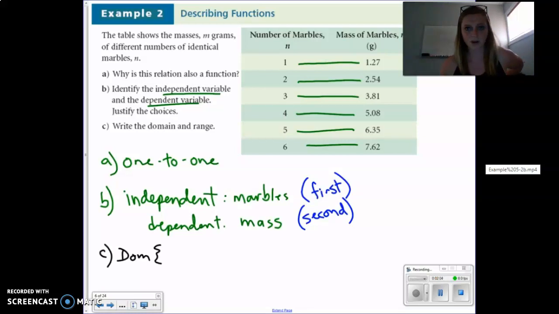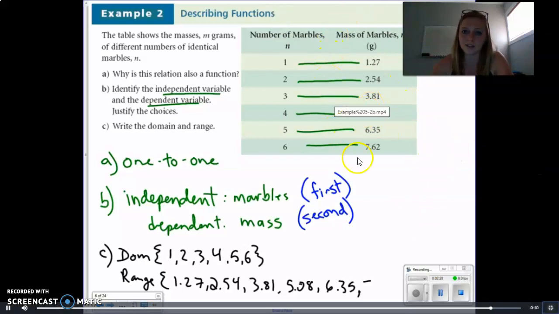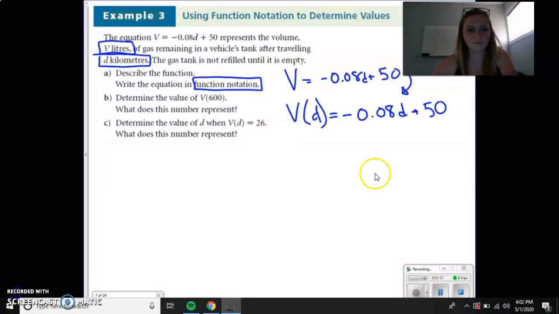Okay, and then part C says write the domain and the range. So now the other thing you can memorize is that X is always domain and Y is always range. So if you can link all of those together, the X is always the independent, it's the X part of the table, and it's always the domain. Then start getting used to the fact that the Y part of the table is always the dependent and it's always the range. So then he just lists, I'm just going to pause.